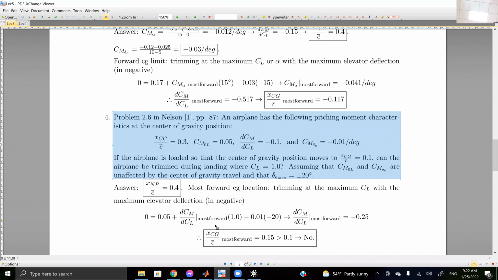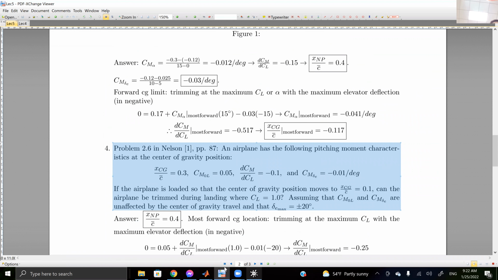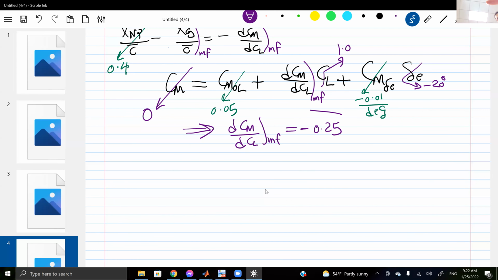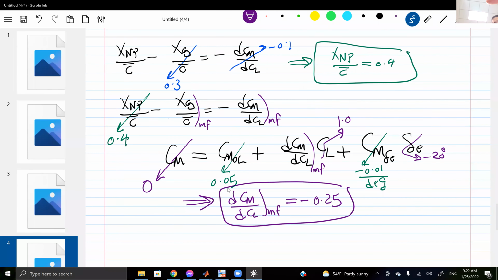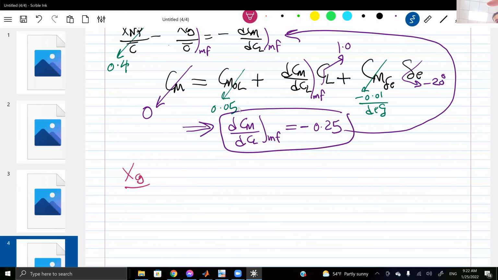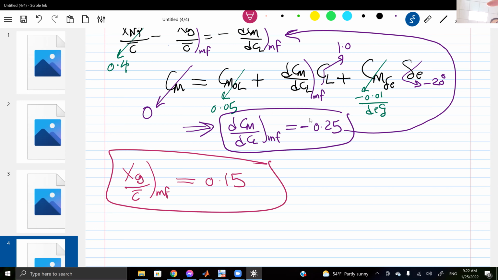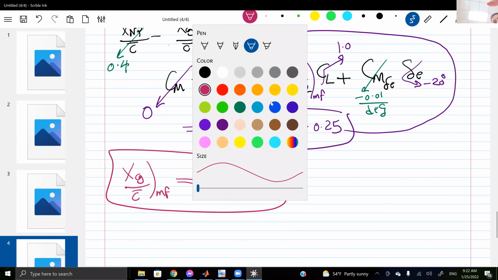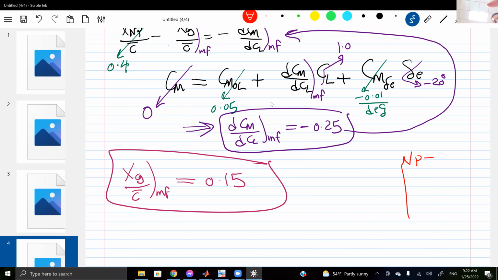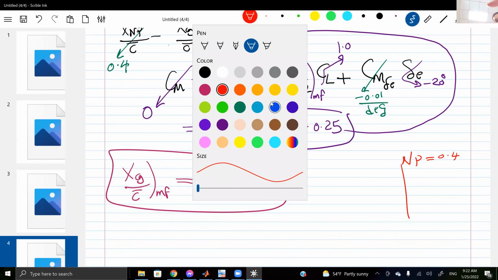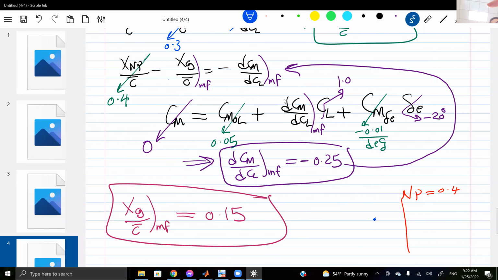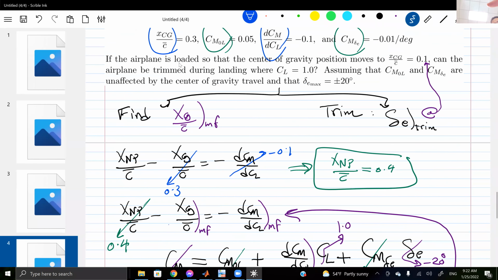It's actually 0.25, so two and a half times. Now this is ready. I'm going to substitute it here. I have this is 0.4, this is 0.25. So I'm going to get the XCG most forward as 0.15. So again, my neutral point was at 0.4. My original CG was what? My original CG was at 0.3.